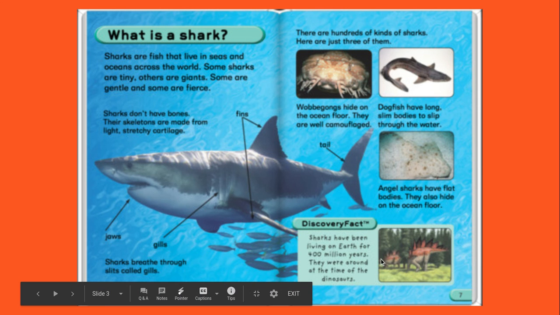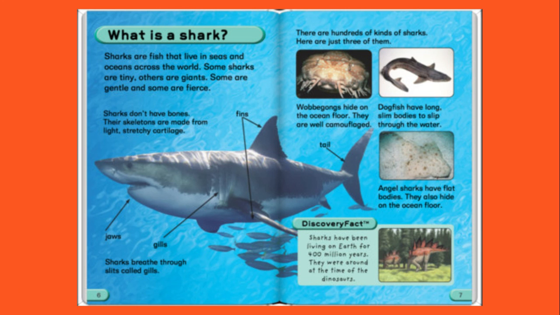And then we have right here a text box, or sometimes it's called a fast fact, and it says sharks have been living on Earth for 400 million years. They were around at the time of dinosaurs. If I skip that, that's another piece of information I would have missed.